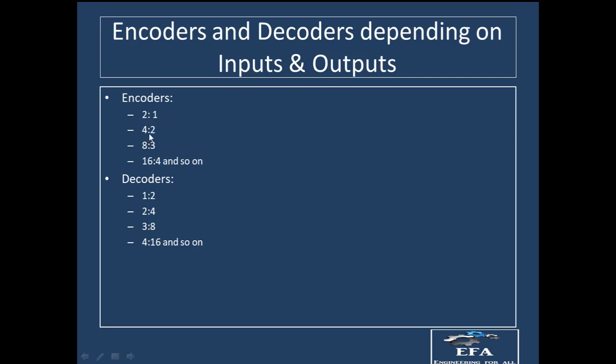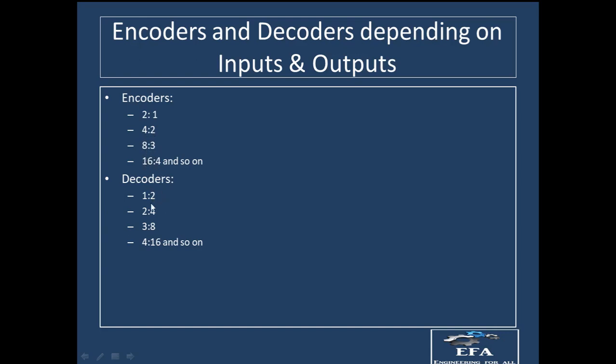Similarly, when we talk about the 4 is to 2, a 4 is to 2 encoder is having 4 input lines and 2 output lines, and 4 can be written as 2 power 2. So whatever is there in the power can be taken as the output. So when we are having this type of code, the information which is coming through the input lines will be having 2 bits, and those 2 bits will be distributed onto the 2 output lines. Similarly for 8 is to 3 and 16 is to 4.